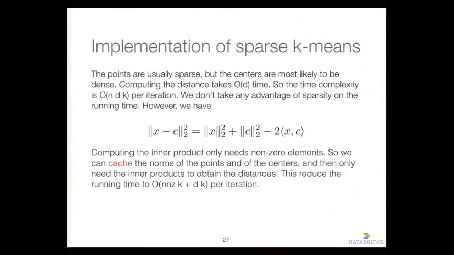So in this way, we can reduce the total running time from linear in the feature dimension times the number of examples to the number of non-zeros. And Spark also gives us the advantage of caching those norms in memory. You don't have to recompute them, and you don't have to alter the existing data set to store the norms. So it's very efficient.